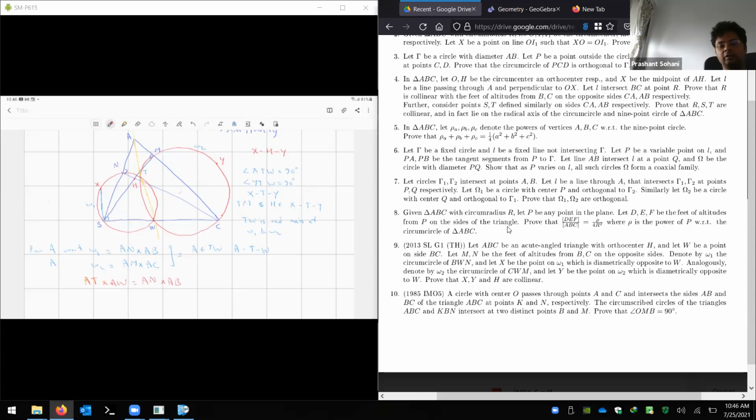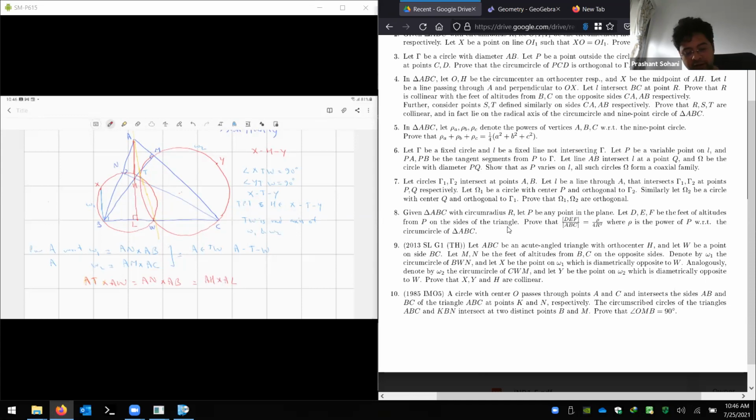Okay. And now here again, you need to use the information about orthogonal configuration. So if I draw line AH, let it meet the opposite side in point L. Then what is AN into AB also equal to AH into AL, because there is one more cyclic quadrilateral.